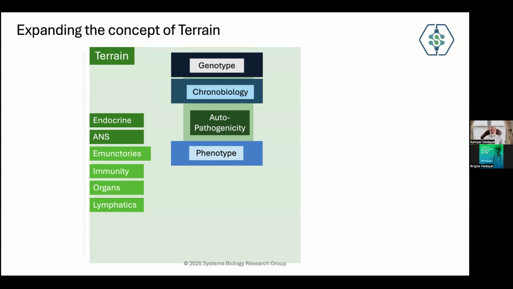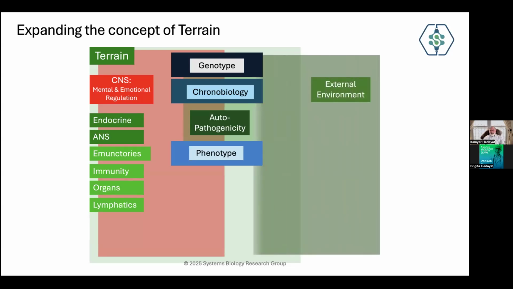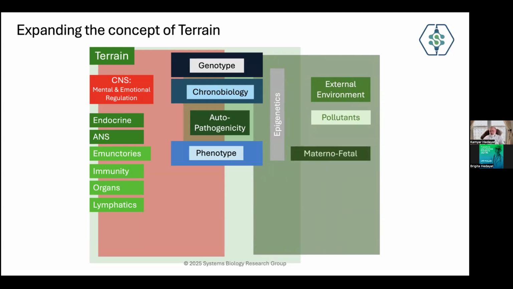And then we have the chronobiology, and we have the overlay of the central nervous system, and more broadly, the concept of mind. And then this entire meta unit of terrain, which is the organism, is constantly interfacing with an external environment, which includes pollutants and other factors which cause epigenetic modification to our genotype and the actual achieved phenotypic expression. We have historically maternal-fetal interactions, which also affect the epigenetics.